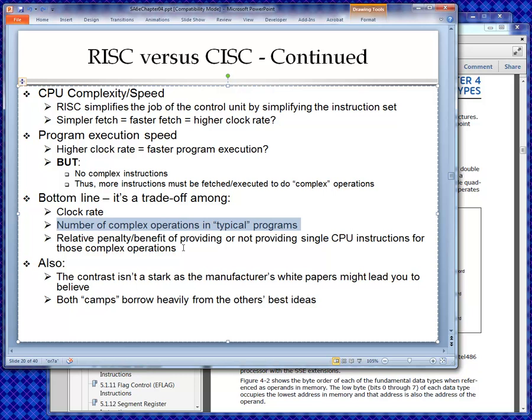Think business apps, think database processing, think data mining, things like that. But the contrast between the two is not really as stark as either IBM or Intel would lead you to believe. And really, it's IBM who's kind of ringing this bell all the time, because both camps borrow heavily from the other's best ideas. And that's about as much as I want to talk about this.